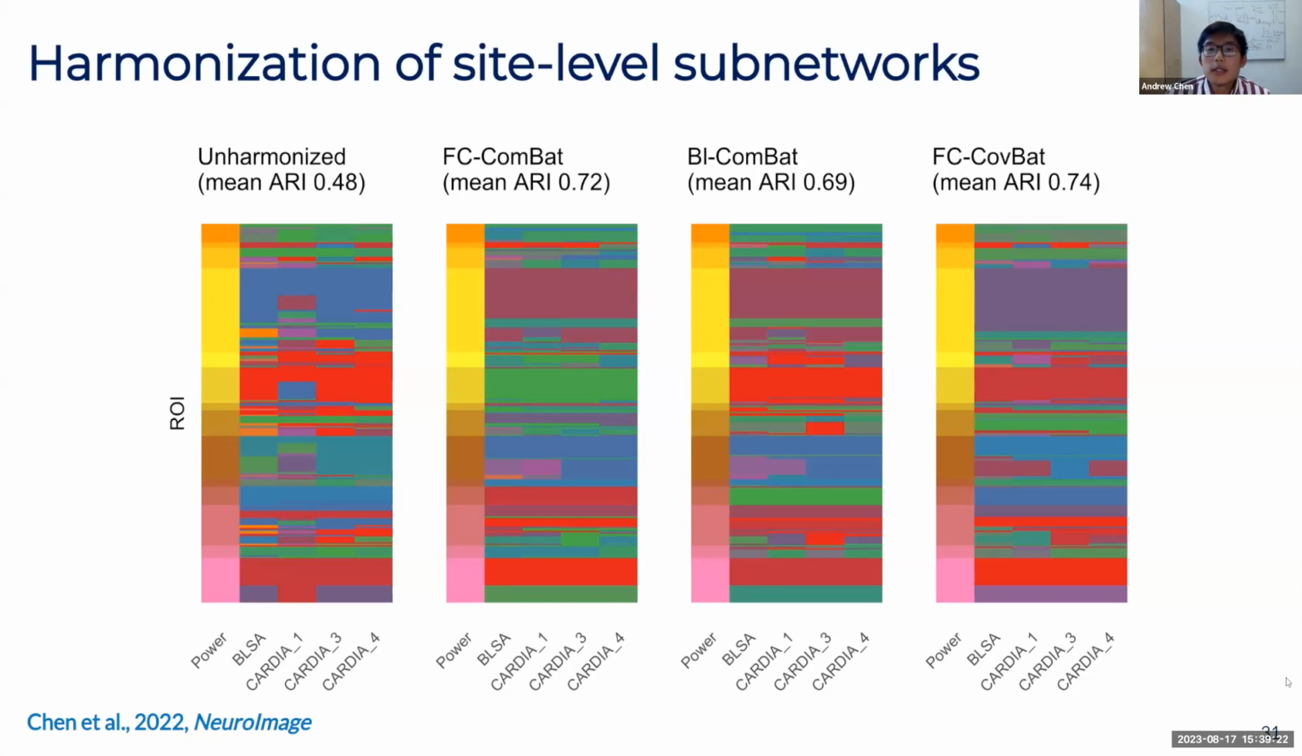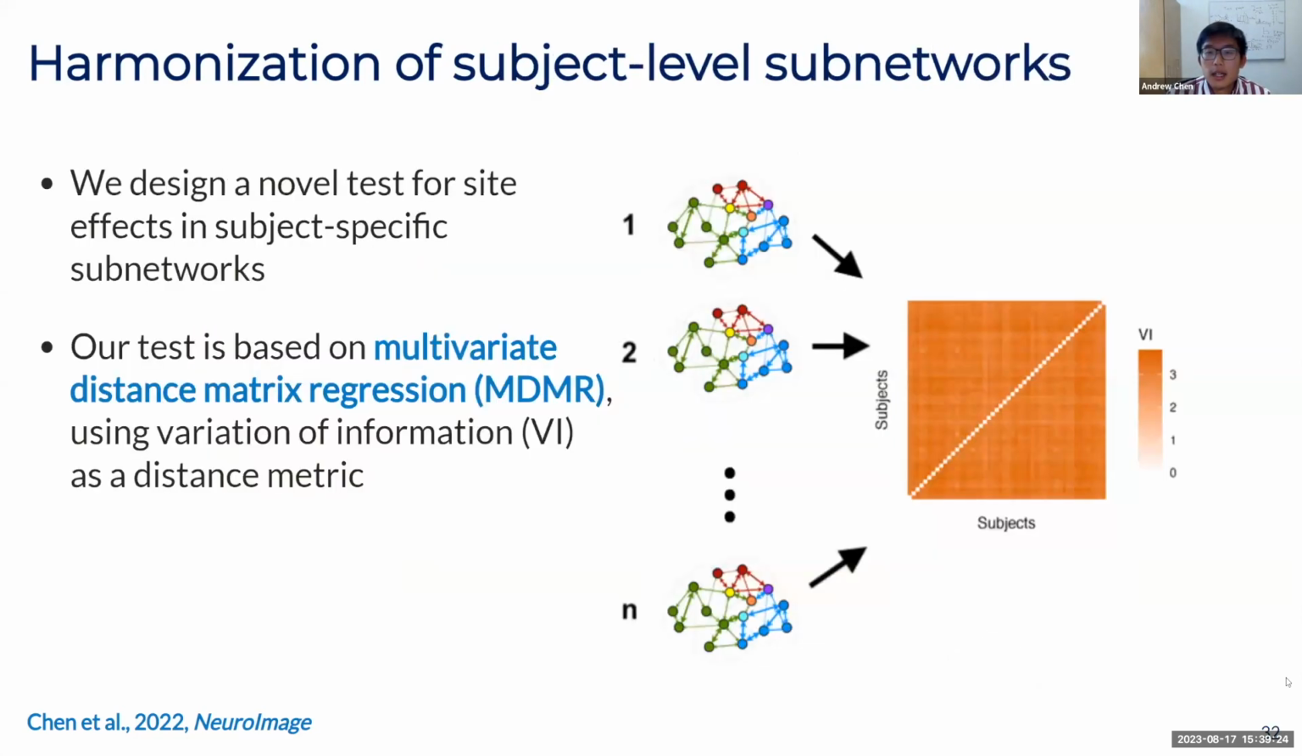And then when we return to the individual level analysis, again using a variation of information, and here using a test called multivariate distance matrix regression, which allows us to do a regression by leveraging this distance information. And this is actually a test that we designed because previously in the literature there had been very few cases where people looked at individual level subnetworks and tried to identify and test for specific effects of interest in that context.